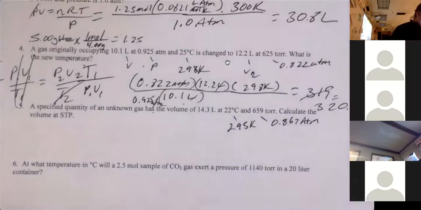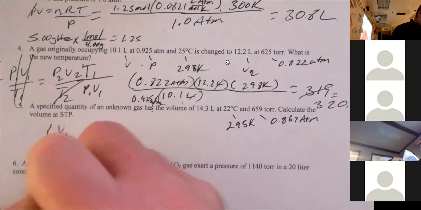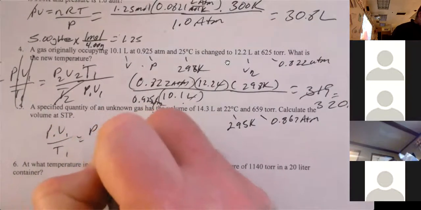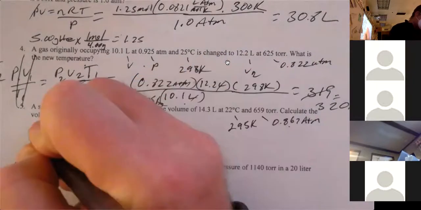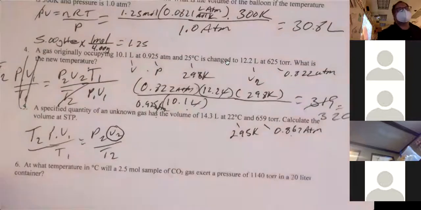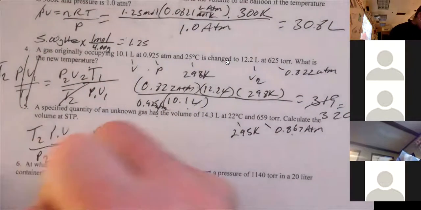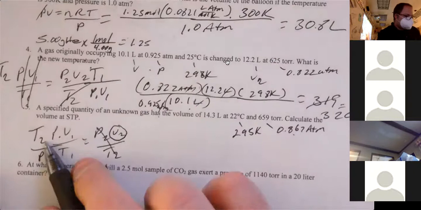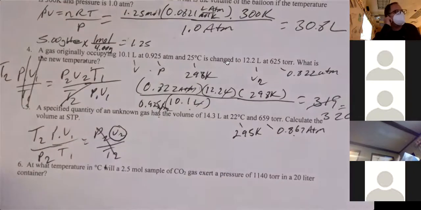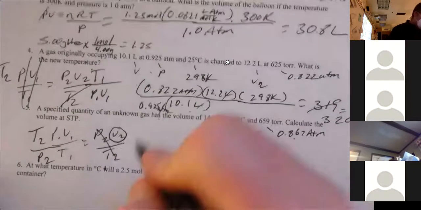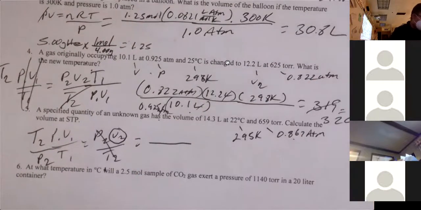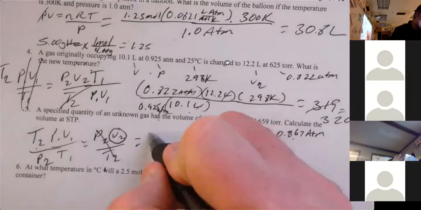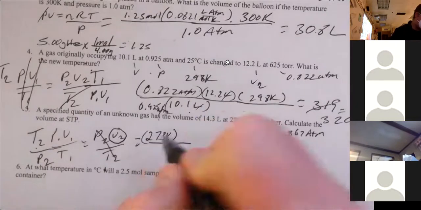So that means I need P1 V1 over T1 equals P2 V2 over T2. We're calculating the volume. So I need to multiply both sides by T2 and divide both sides by P2. T2 goes up, P2 goes down. And now it's just a matter of insert and calculate. So T2 is 273 Kelvin.